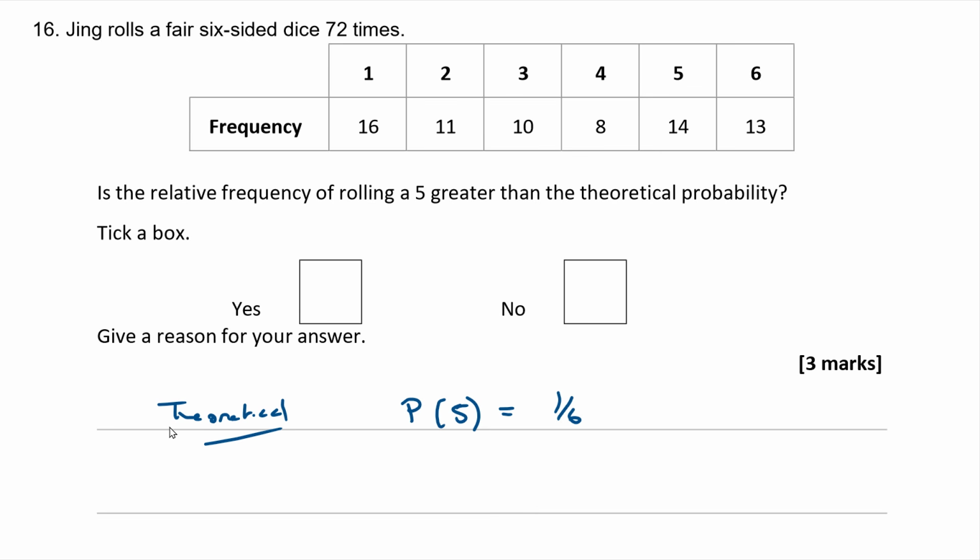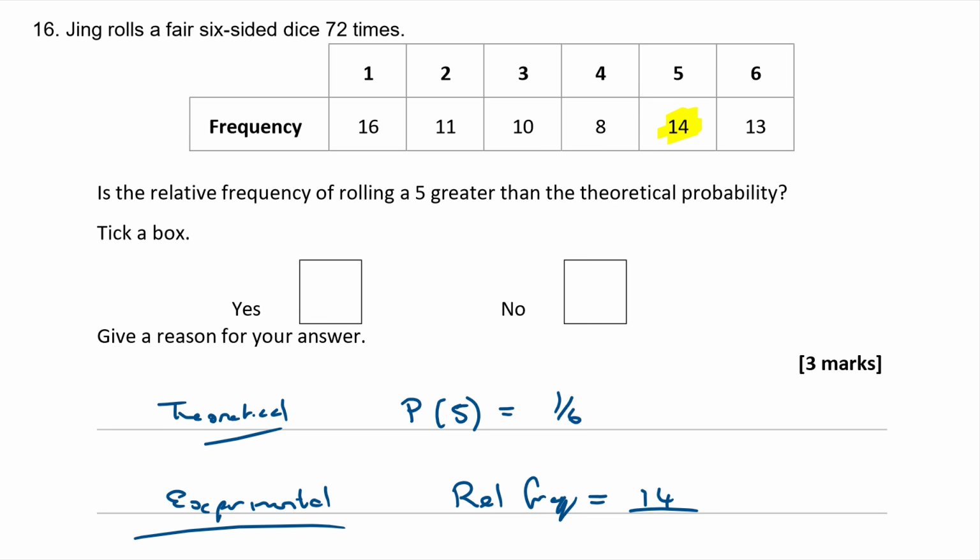Now, what is the relative frequency? So from experimental probability, the relative frequency is going to be the number of successful trials. So we see here that we got 14 5s. So it's going to be 14 over 72, because we rolled it 72 times. So what's that then?